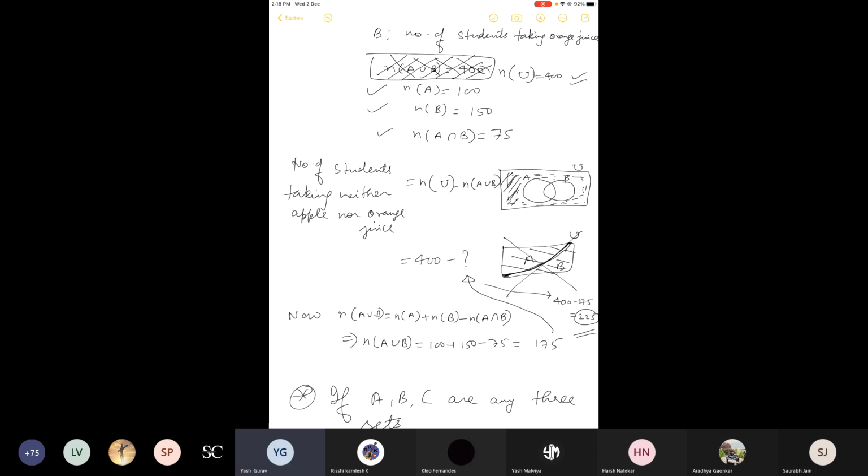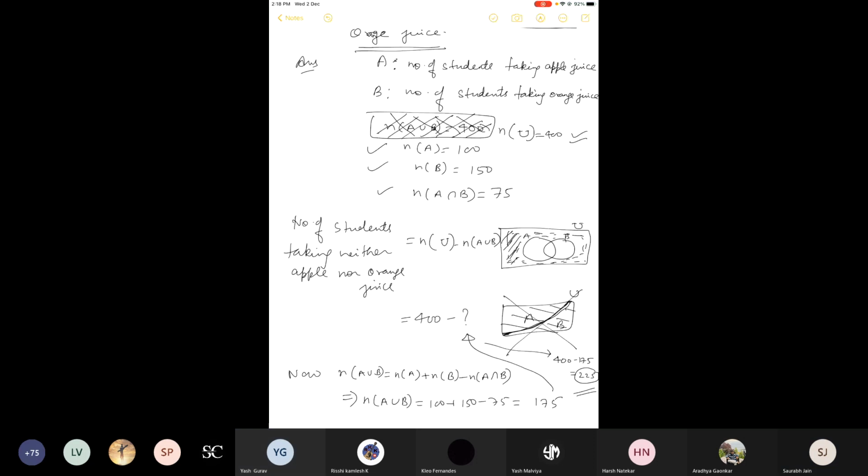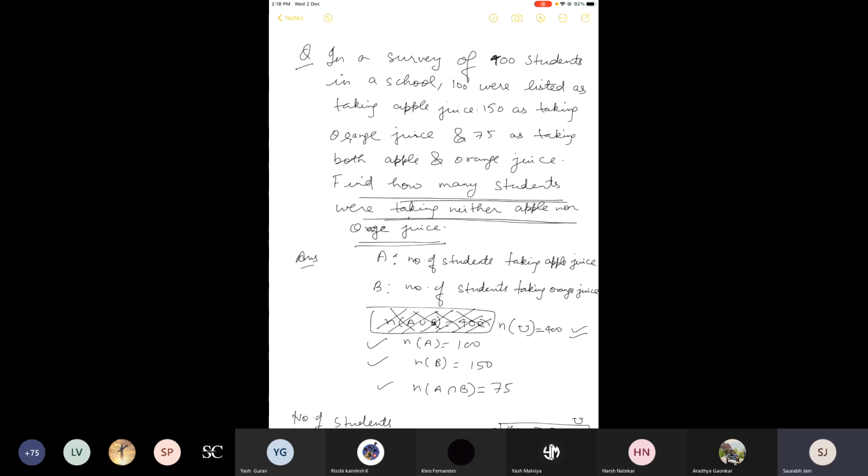Excuse me, sir. Yes. I didn't get that 400 part. What happened with 400? It is the universal set. It is 400. These are the number of students in the school. Is it necessary that everybody should be having some juice? There is a possibility that some students like neither of them. So that is why. What is 400 then? 400 is the number of students in the school.